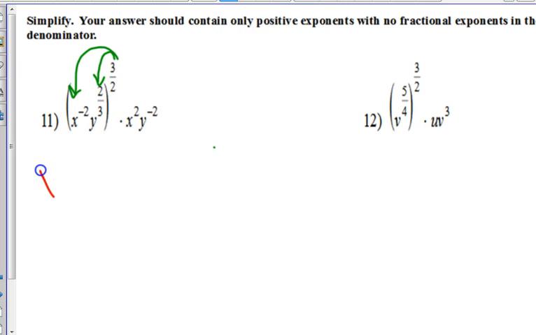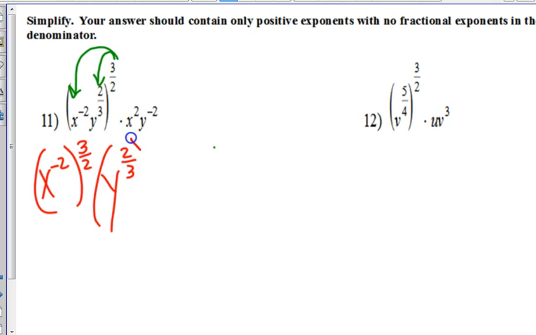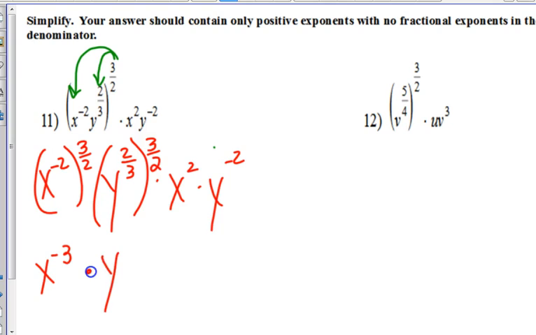So 3/2 gets applied to this, and 3/2 gets applied to that. And then we have an x squared and a y to the -2. All right, what's -2 times 3/2? What's 2/3 times 3/2? 6/6, which is 1. Everybody okay? And then we have an x squared and a y to the -2.